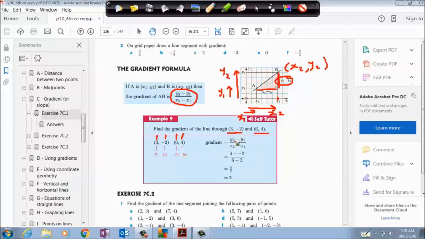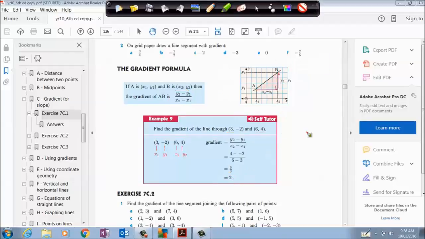y2 take y1 will be y2, this one. So it's 4 take minus 2. x2 take x1 will be this one. 6 take 3. 4 take minus 2 is 4 plus 2, which is 6. 6 take 3 is 3. 6 on 3 is 2. So we found out that the gradient or the slope is 2.